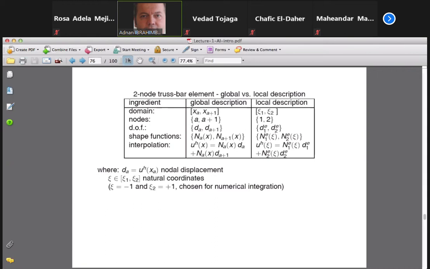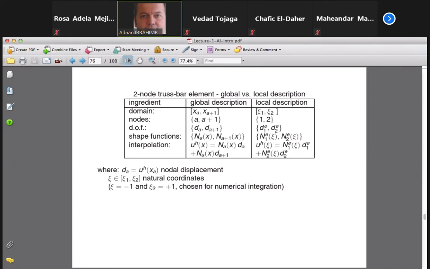So degrees of freedom, these are nodal values of displacement at the nodes A. They're called dA and dA plus 1. So if it's 1 to 10,000, it could be that 1 is 57 and the other one is 58, or whatever it is. It could be 9,999 and the other one would be 10,000, if it's at the end. But here they're always 1 and 2. Again, because it's a two-node truss element, I only have 2 degrees of freedom.